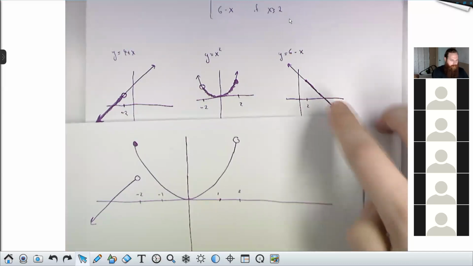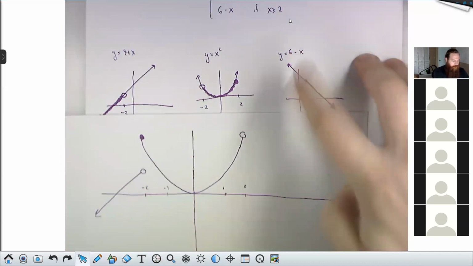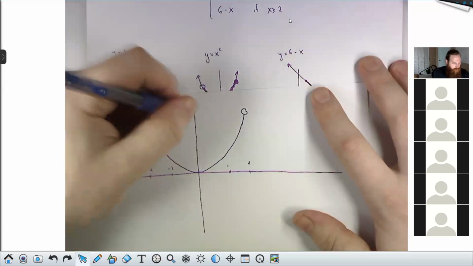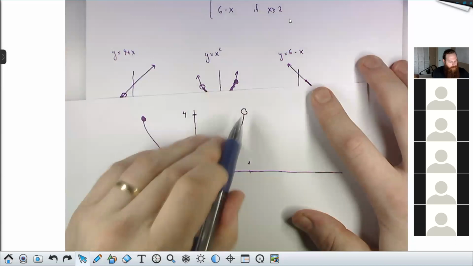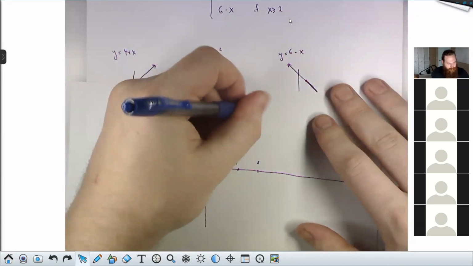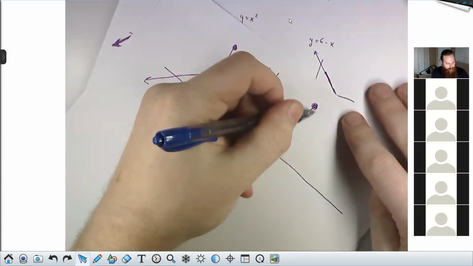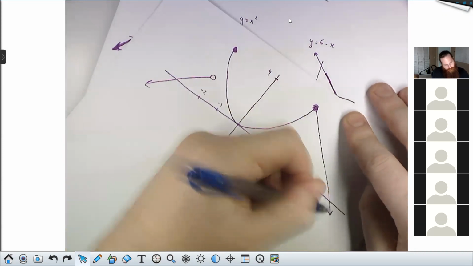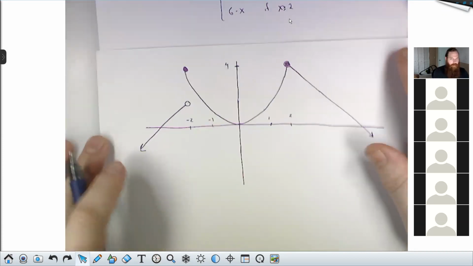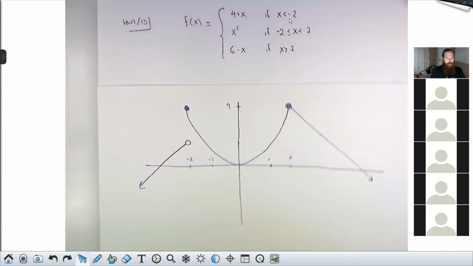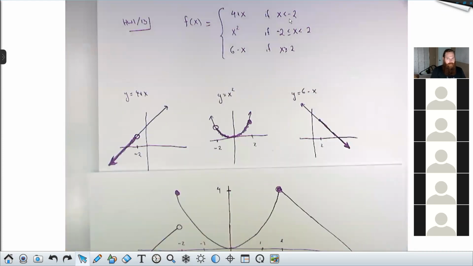And then my last piece was the 6 minus x piece. That's this guy. He will match up with the parabola because when x is 2 here, 6 minus 2 is 4. That's the same as the y value on x squared at 2. So this will fill in. And we have the -1 slope line. So this is a nice graph of f of x. And we get it just by cutting and stitching these pieces together.